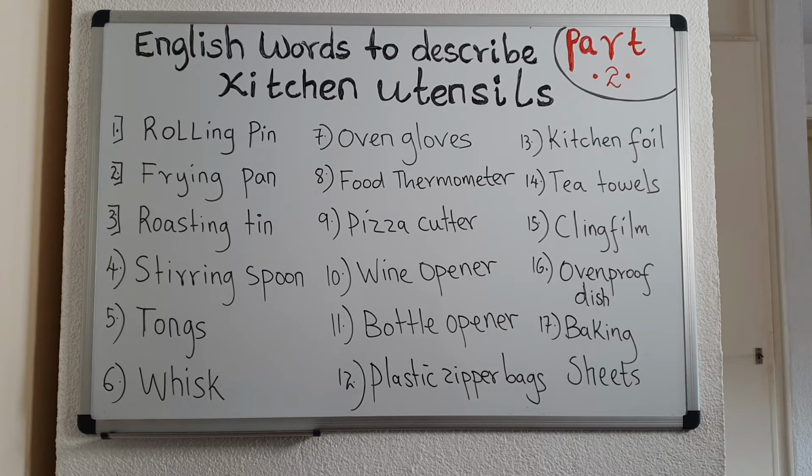The first word is rolling pin. A rolling pin is a piece of long wooden equipment that we use in the kitchen to flatten dough.